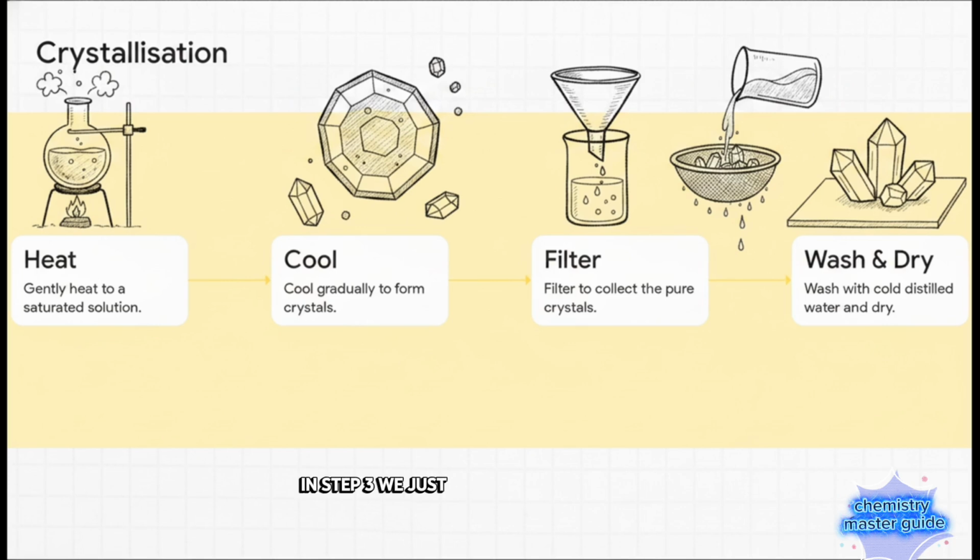In step 3, we just take that whole mixture and run it through our trusty filtration setup from earlier to collect the solid crystals. And finally, step 4, we wash those crystals with just a tiny bit of cold distilled water to rinse off any lingering surface impurities, and then we dry them.